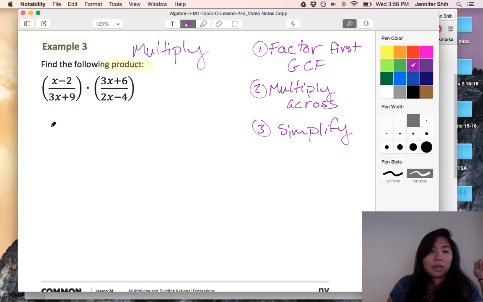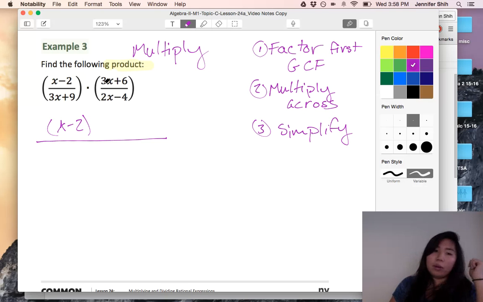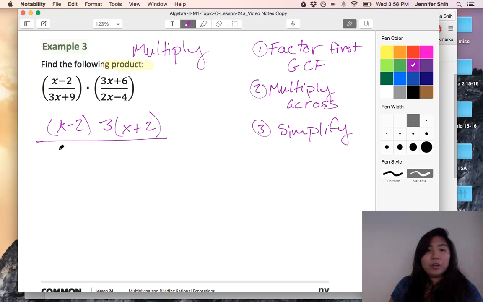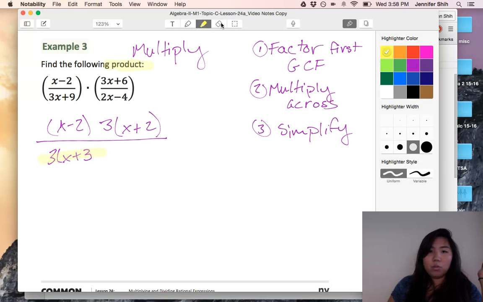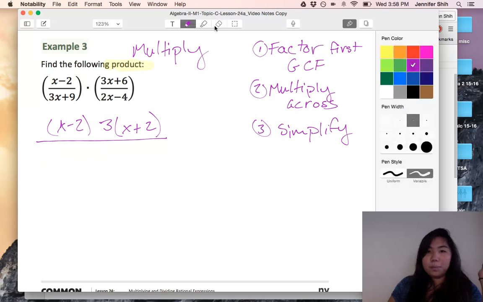Okay, x minus 2. And then I'm going to just draw a big bar here. And I'm going to multiply across, but I'm going to factor. So I'm going to take a 3 out of this guy, 3x plus 2. And now I just have factors in the numerator. And then I'm going to do 3x plus 3 in the denominator. I'm going to switch colors for this. 3x plus 3 times 2x minus 2.